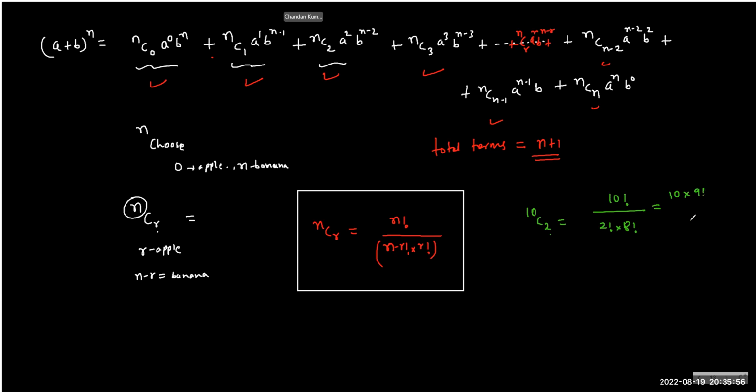Okay. But the nearest number is 8 to cancel. So I'll take 9 common also. So what will become? Factorial 8. And then we have 2. 2 is simple. So I can write 2 as 2 into 1, which is 2. And this factorial 8 will not cancel out. So how much are we getting the answer? 2, 5, 10. This turns out to be 45.